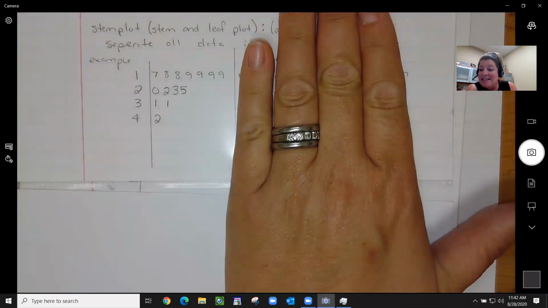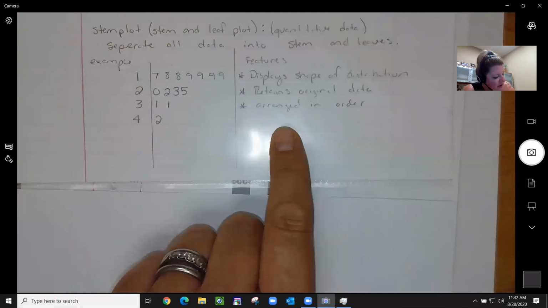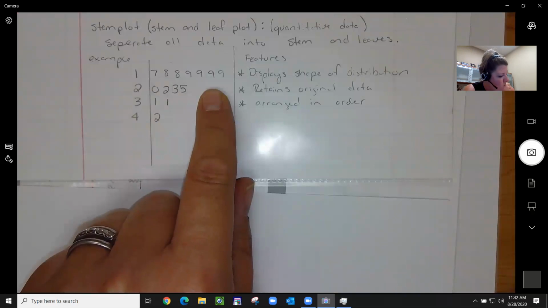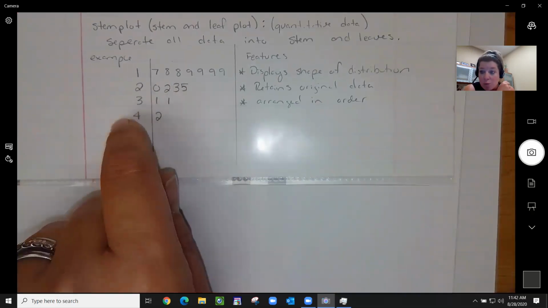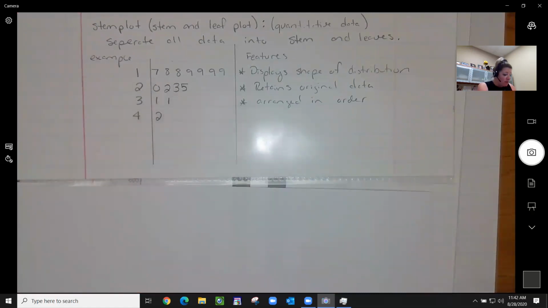You can easily see the distribution, and that goes to our features. So you can see there's lots more people in their teens than in their 20s, 30s, or 40s. You can also get your original data back, and it's in order. Those are the three things about that graph.